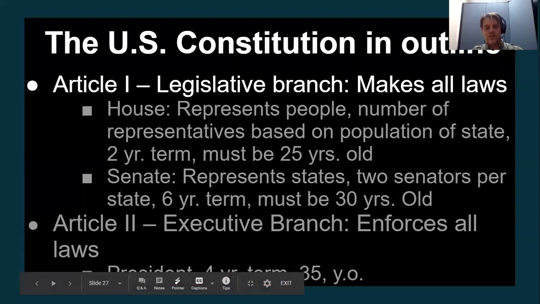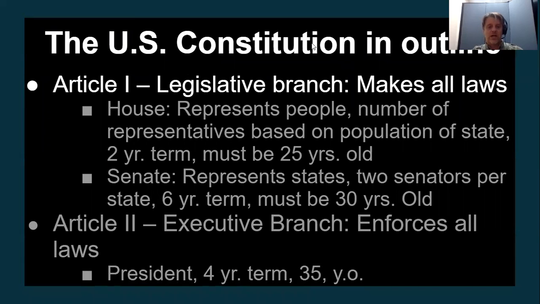So the basic way the Constitution is laid out, Article 1, legislative branch makes all laws. So Article 1 describes the legislative branch and their purpose. So you got the House, you got the Senate. The number of representatives is based on the population of the state. Yep, 2-year term. Yep, must be 25 years old. All right, Senate represents the states, or at least they were supposed to represent the states. The 17th Amendment kind of changed all that, but the Senate is supposed to represent the states, state interests, not populist interests, not the people's interest, the interest of the states.